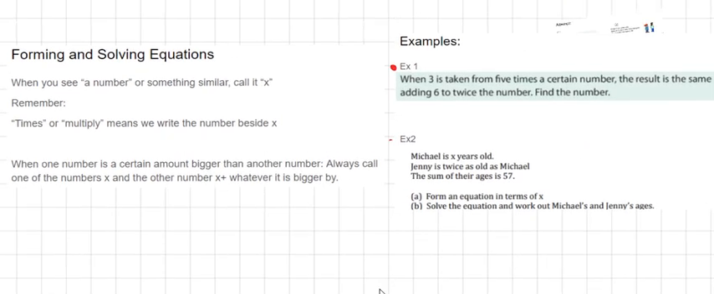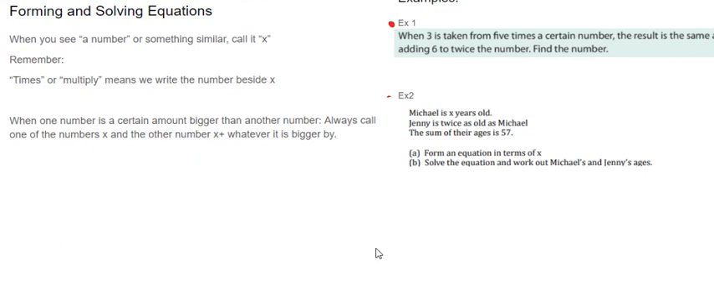If you look on the left hand side, when you see a number, and in the questions in a minute you'll see a number in certain places, or a certain number, or a given number, things like that, when you see that, you call it x. So you let a number be x basically. It should make more sense in a minute. Then remember, times or multiply means that we write the number beside x. So if we had 5 times a certain number, we can call that 5x. Or if it was 3 times a number, or 3 multiplied by a number, we can call that 3x.